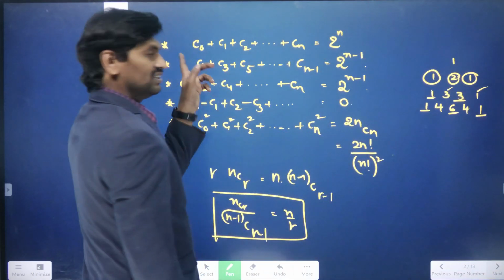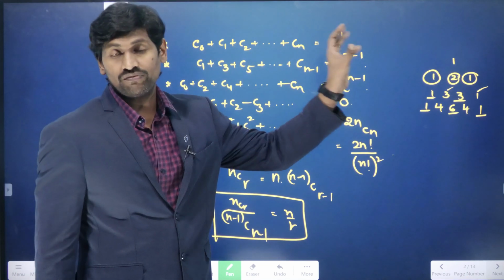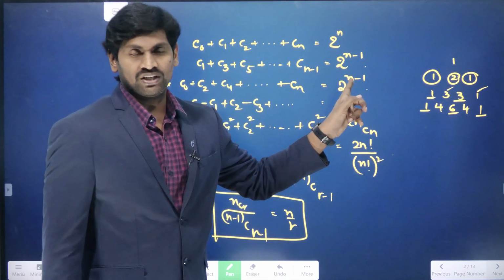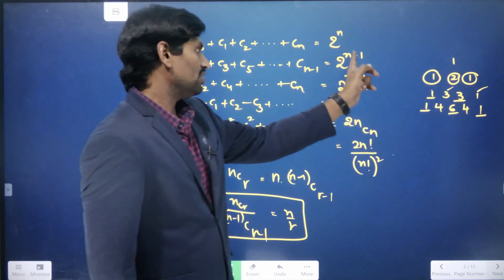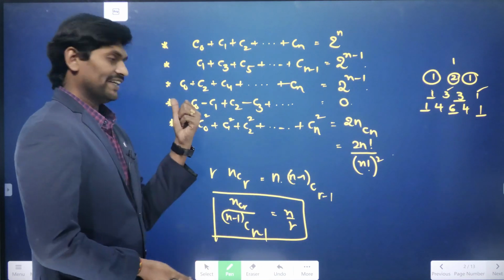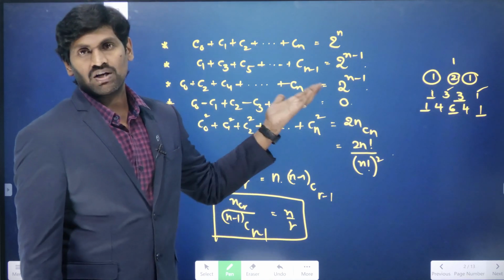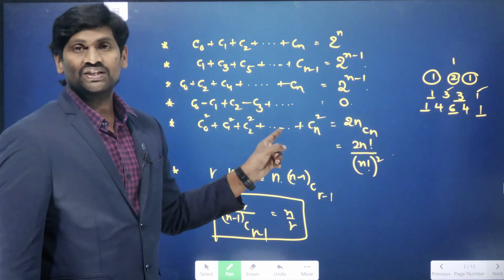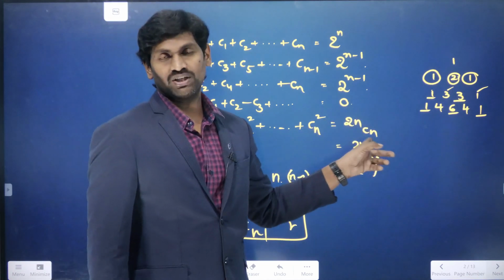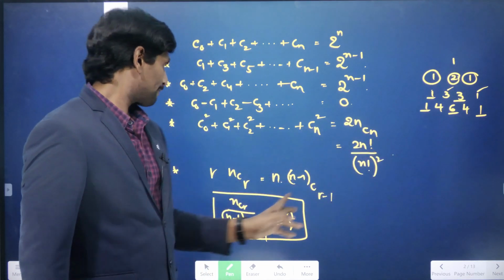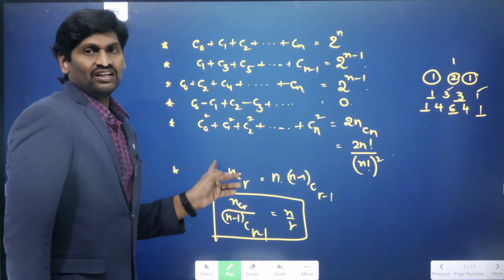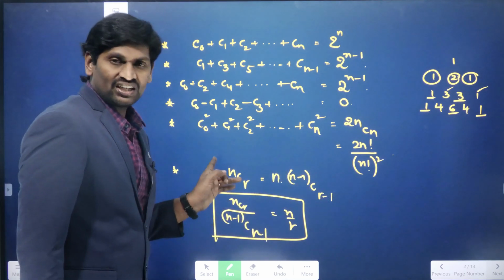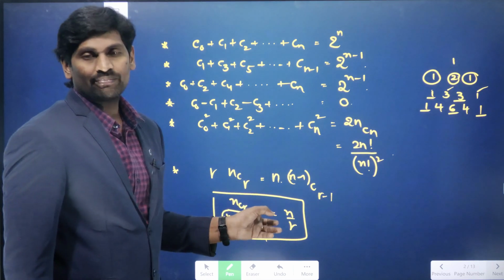Next, C0 plus C1 plus C2 and so on, the sum of all coefficients of a binomial expansion, equals 2 power n. The sum of only even coefficients or only odd coefficients equals 2 power n minus 1. The sum of even coefficients minus the sum of odd coefficients equals 0, and the sum of the squares of coefficients equals 2nCn, which is 2n factorial by n factorial whole square. Another property: r into NCR equals n into n minus 1 C r minus 1, or NCR by n minus 1 C r minus 1 equals n by r.